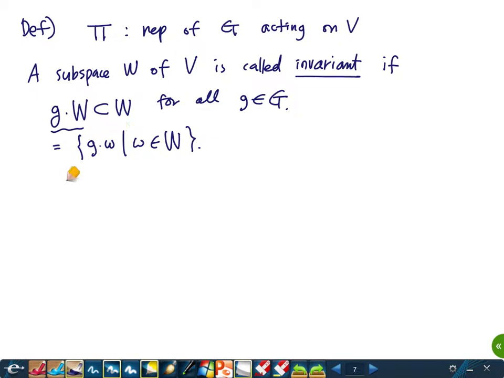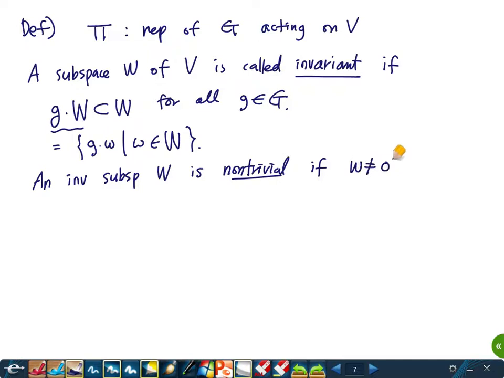And an invariant subspace W is non-trivial if it's not empty, if it's not the whole set. So yeah, this means it's not the space with only zero. So I will simply write this way, but technically it means this. All right.